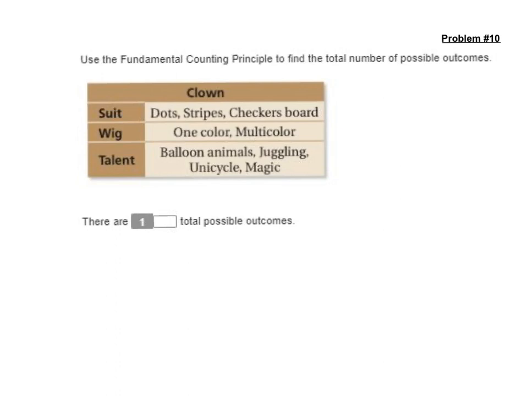All right, this is a fundamental counting principle problem, and it says find the total number of possible outcomes for this situation. This is a clown, and we're looking at the number of suit options he has. There are 1, 2, 3 suit options. Wig options, there are 1, 2. And his or her talent is either balloon animals, juggling, unicycle, or magic. That's 4 outcomes. So when we multiply 3 times 2 times 4, we end up with 24 possible outcomes.